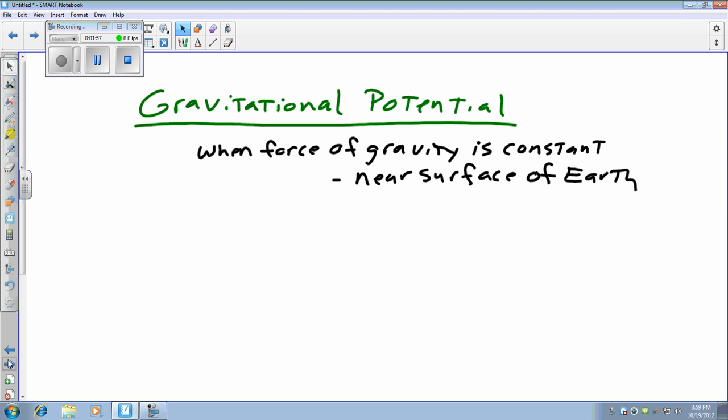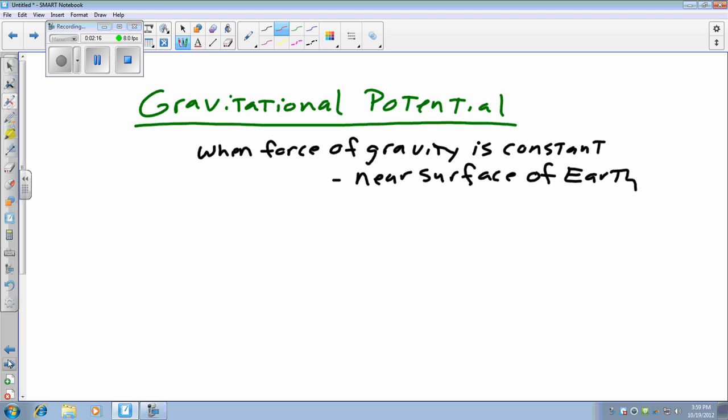Okay, gravitational potential. The book splits things up into 2 types of gravitational potential, and it'll make sense once I've explained it. The most common that we work with is when the force of gravity is constant, in other words, somewhere near the surface of the Earth. This is the kind of gravitational potential energy that we had last year.